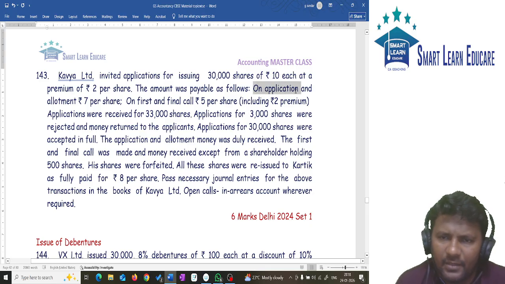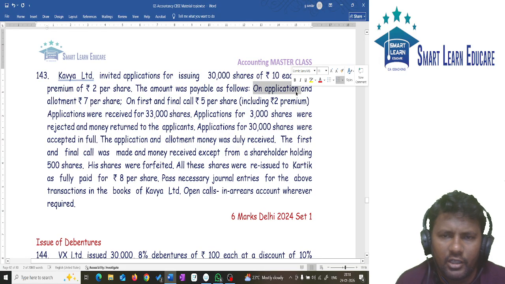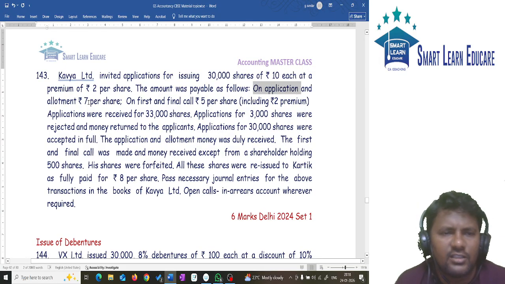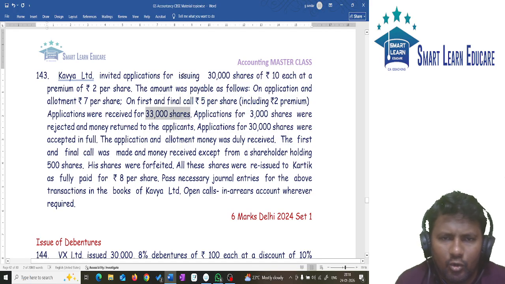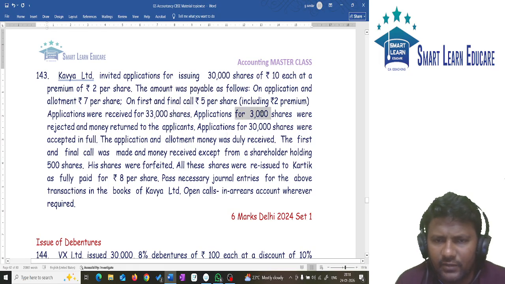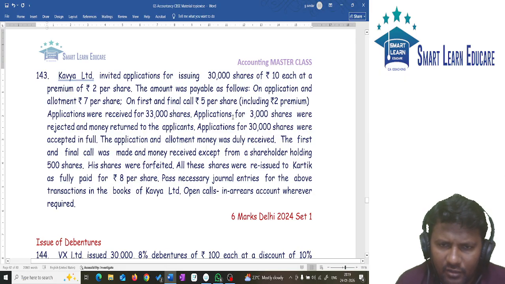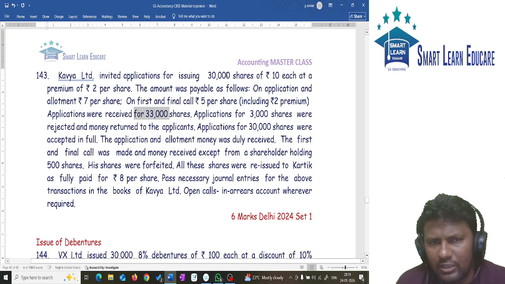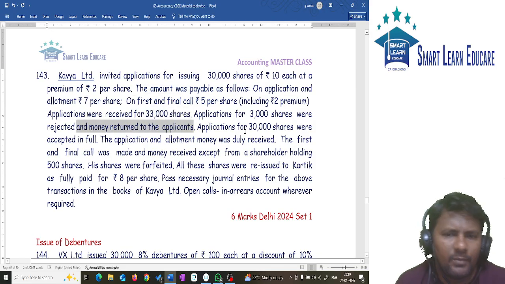So, separate amounts for application and allotment are not given. Application and allotment together, it is 7. On first and final call, it is 5, including premium. Applications were received for 33,000 shares. Oversubscription. In the public issue, they issued only 30,000 shares, but they received response for 33,000 shares. Applications for 3,000 shares were rejected and money is refunded to the applicant. We received 33,000 but issued only 30,000. Excess is 3,000, and that is refunded to the applicant.